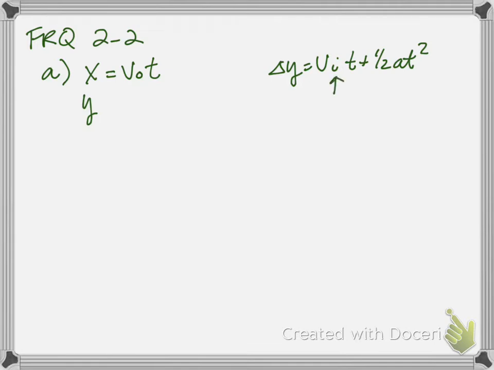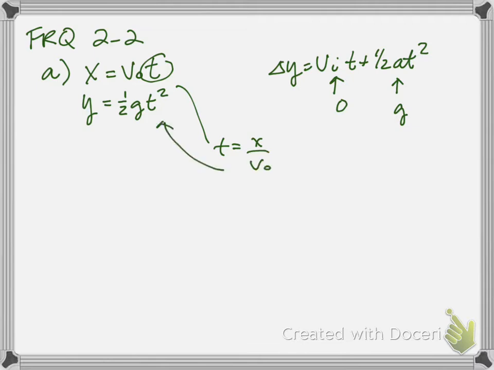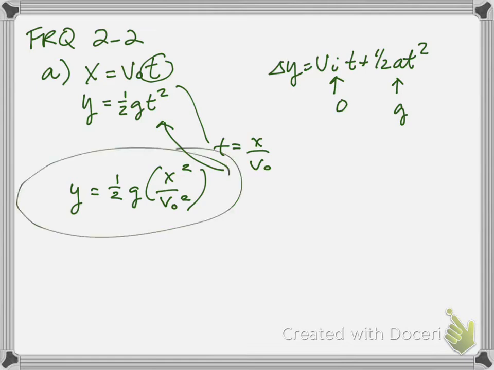The initial y velocity is 0 here. Acceleration due to gravity is 9.8 meters per second squared, or little g. So this is going to become y equals 1/2 g t squared. Now, we need to solve for y in terms of x. As you know, our bridge is t, right? So from here, we're going to say, well, t is equal to x over v0. We're going to plug that in here, and we're going to get y equals 1/2 g, and then x squared over v0 squared. Okay, and you're fine with that as your answer.